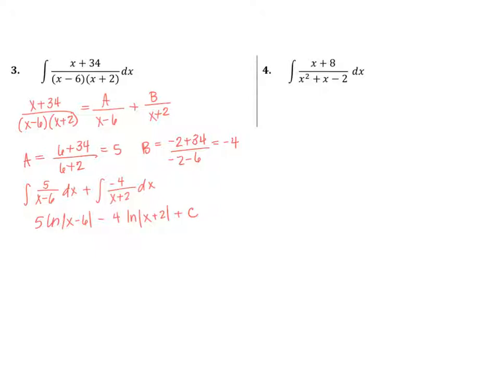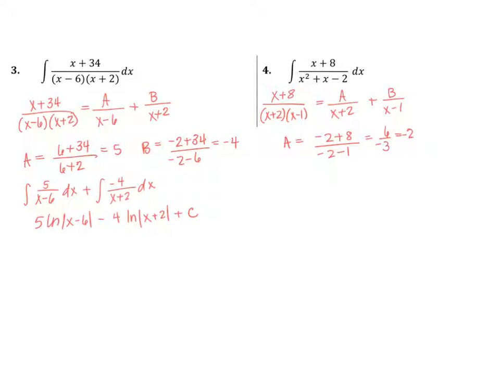Again, very similar. We need to break this apart and see what we have. The denominator, we need to factor it. And so that looks like it's going to be an x plus 2 times an x minus 1. And so I know there's an a value over x plus 2, and there was a b value over x minus 1. To solve for a, we're going to sub in negative 2, and then negative 2 minus 1. So that's going to be 6 over negative 3, which is going to be a negative 2.